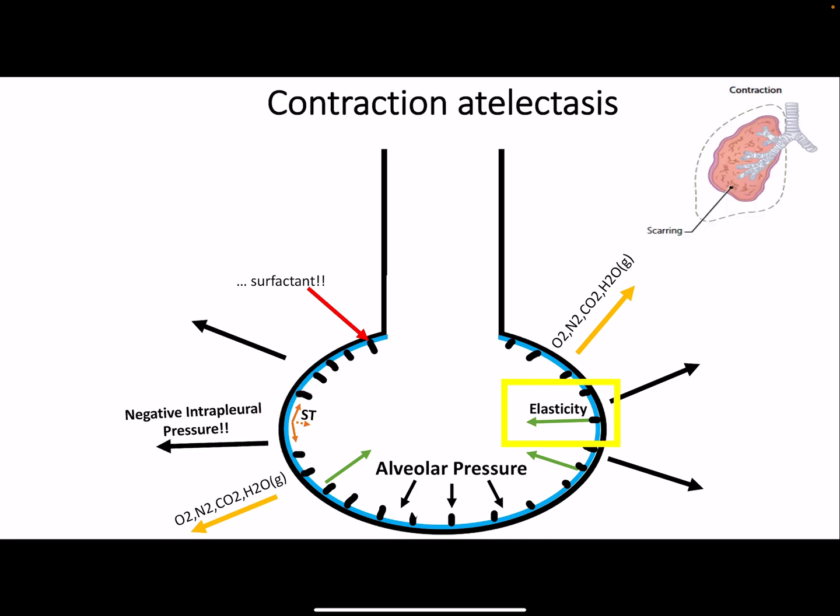And then contraction is maybe you had cancer, you have radiation, you took too much bleomycin or busulfan, you inhaled too much coal dust or something, or just idiopathic pulmonary fibrosis, too much elasticity. This can contract stronger, and a restrictive lung disease, and this is also going to cause a collapse.